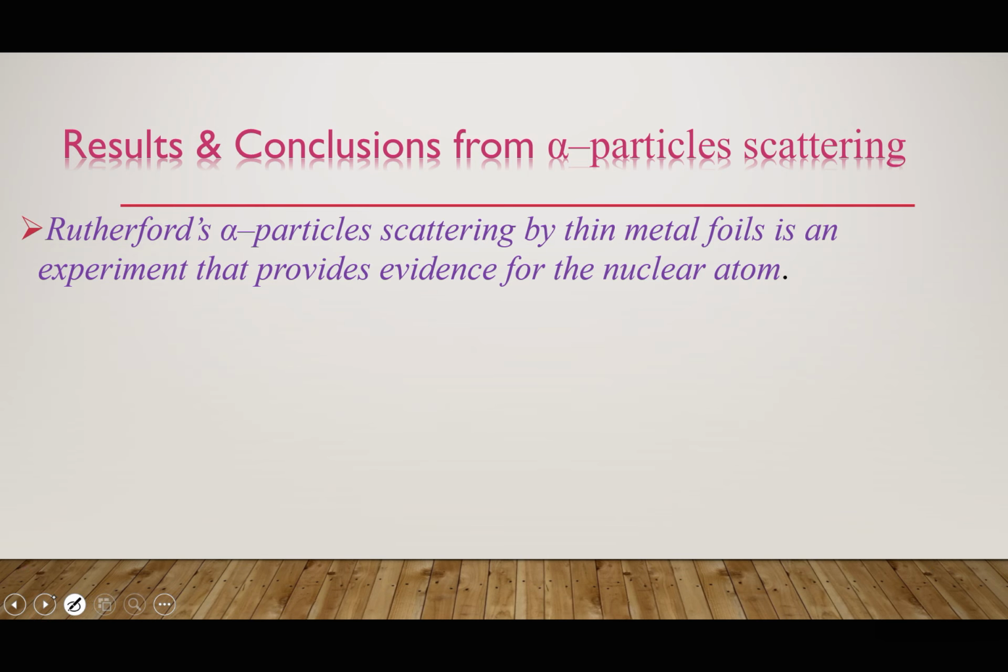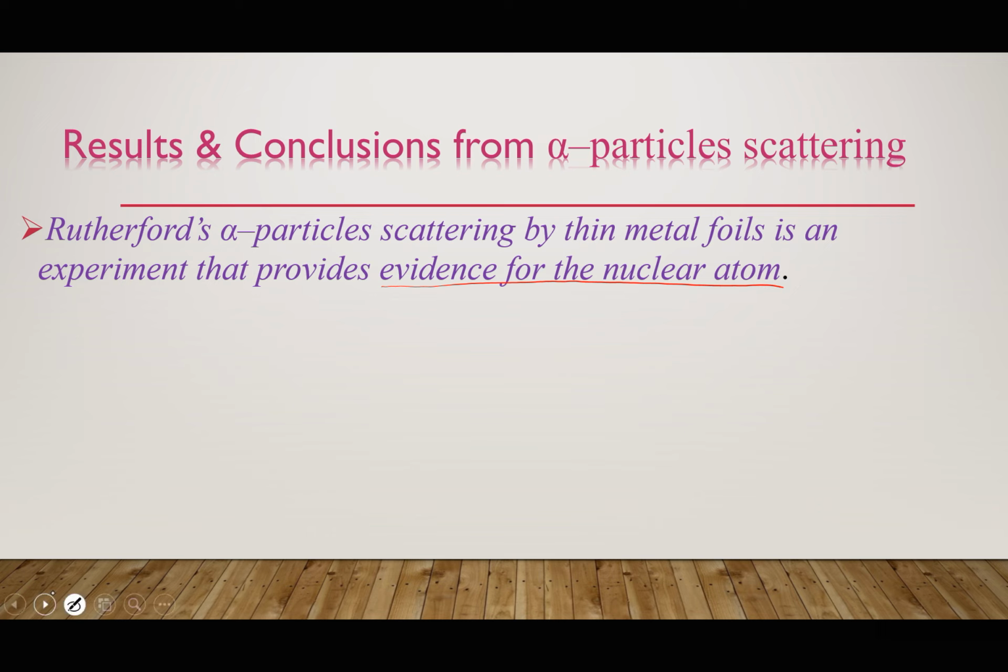Conclusion number one, Rutherford's alpha scattering by thin metal foils is an experiment that provides evidence of the nuclear model of the atom. So there is evidence that the nuclear model should be accepted, which suggests that an atom is made up of a positively charged nucleus, which contains protons and neutrons, with negatively charged electrons, which are not stationary but are revolving around the nucleus.